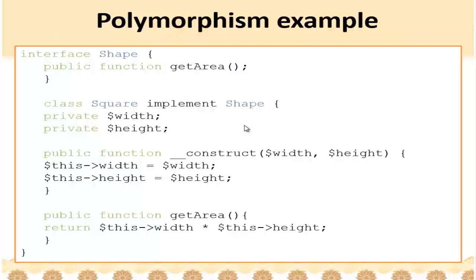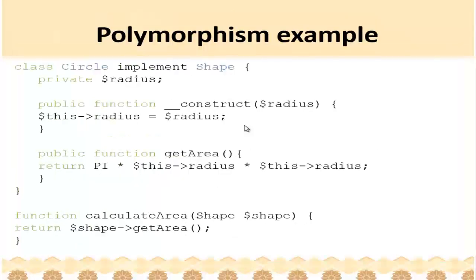Square has a width and a height here, and there is a constructor that sets them, and I override the object method getArea and use it to capture the area of the square. The same way, I have a Circle here. Circle has the radius, and there is a constructor that takes the radius, and there is this getArea method that computes the area of the circle.